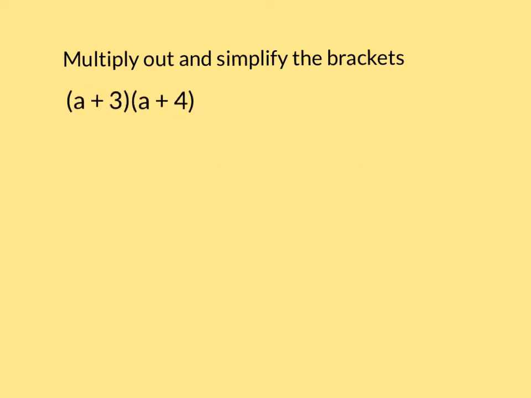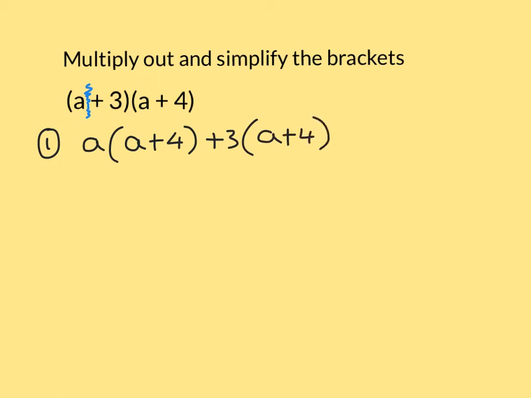Okay, so let's take another example then. So I'm just going to write the numbers of the steps down here. So step 1 is going to be to split that top bracket. Split the first bracket, and I'm going to split it after the variable. Step 2, I'm going to take the first term, which is a, multiply it by all of the second bracket, a plus 4. And then I'm going to take that plus 3, the second term, and multiply it by all of the second bracket, a plus 4.